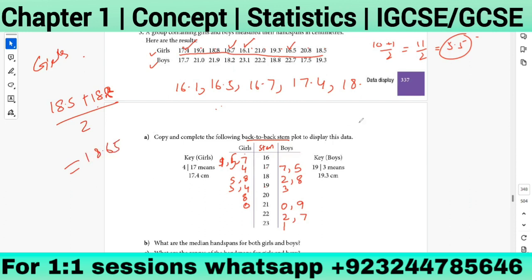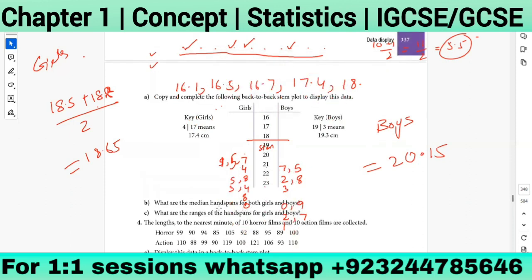Now for boys. Miss, is it 21.9 or is it 20.15? Oh yes, for boys it should be 20.15. Now you can clear it later.